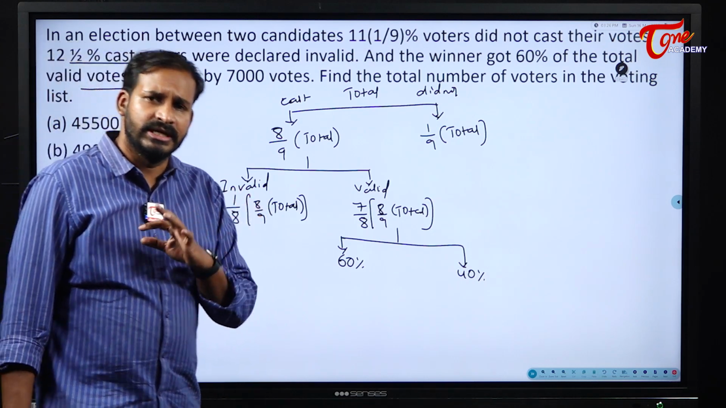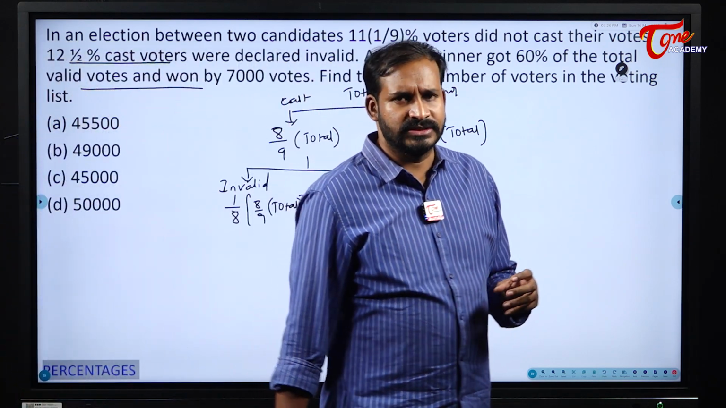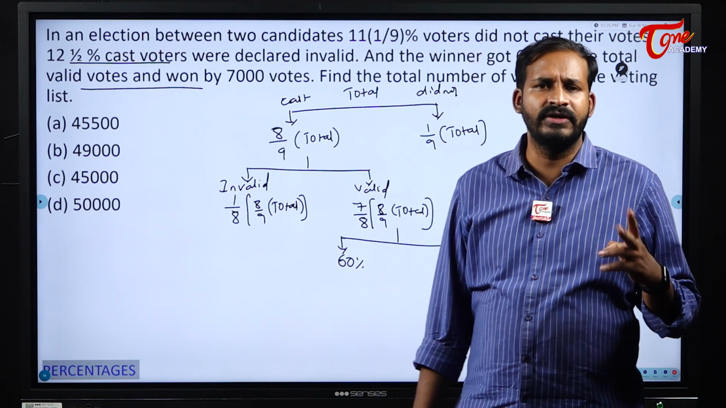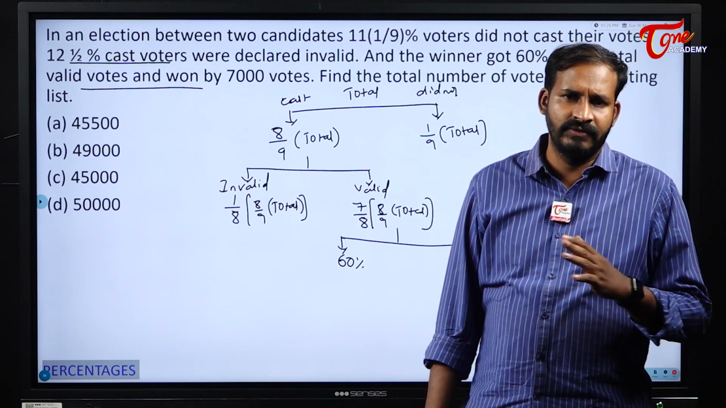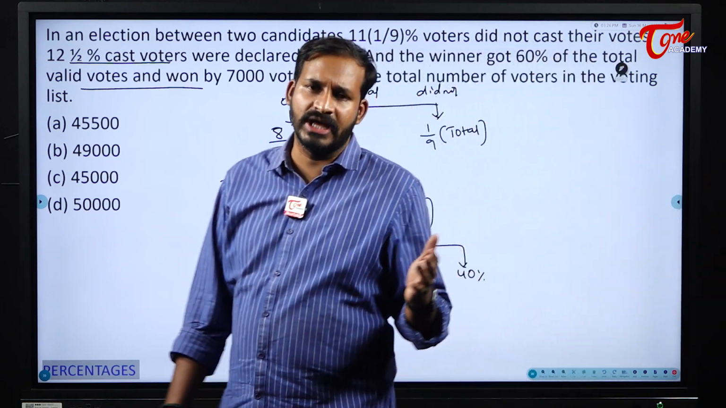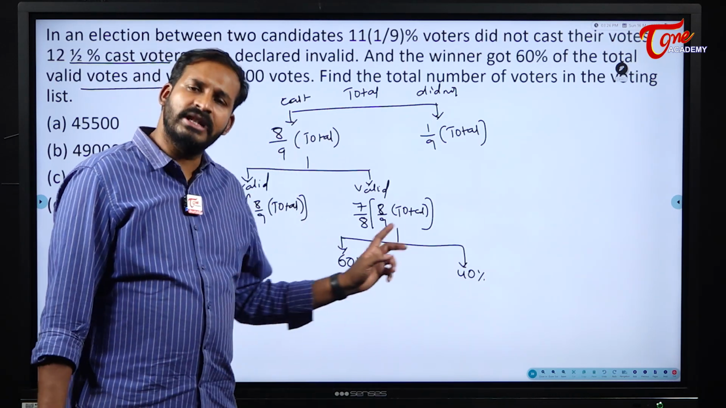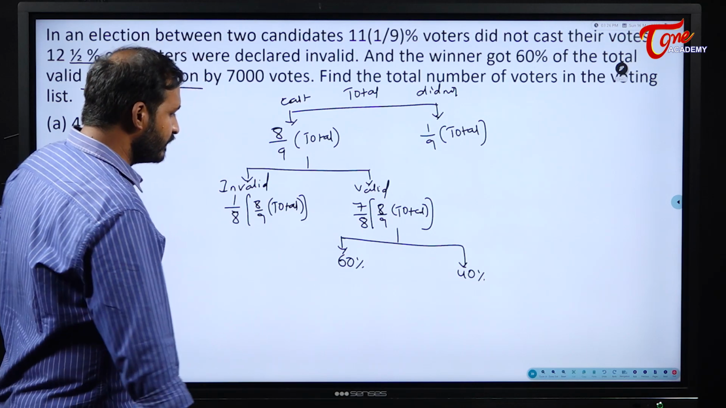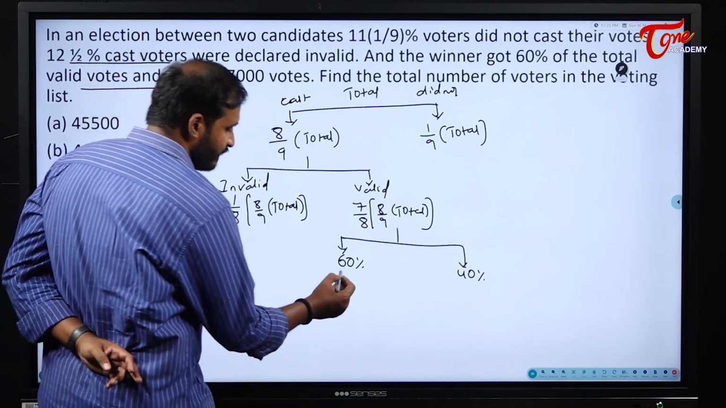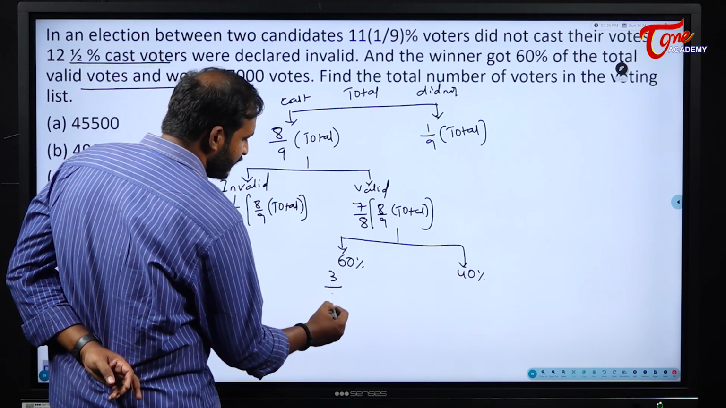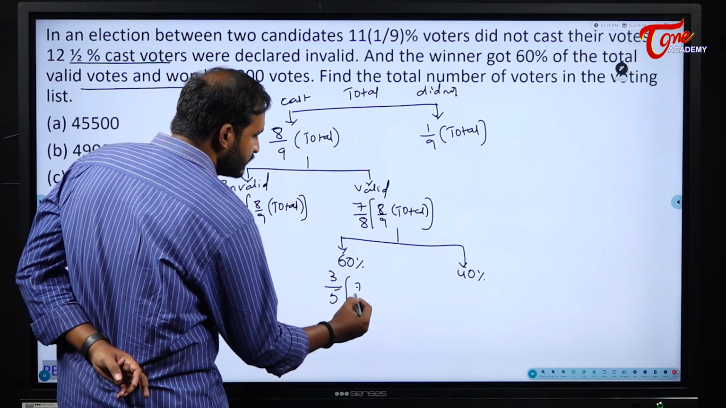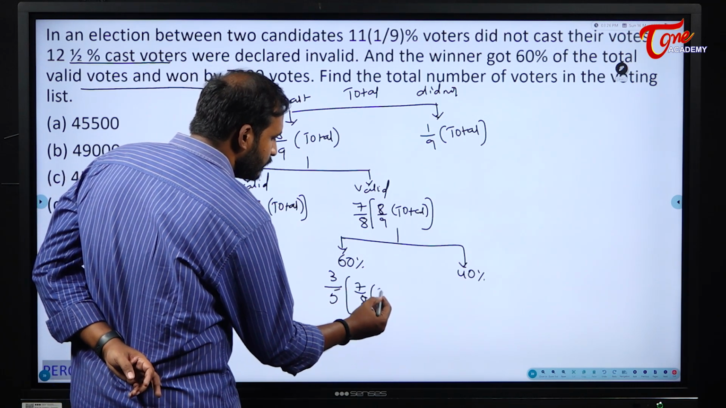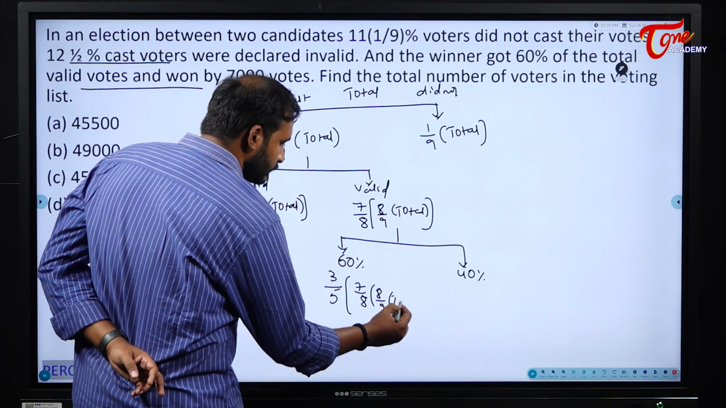See students, in most of our questions, we will see only an election between 2 candidates. We will not go beyond those 2 candidates. So directly one will be the winner, the other will be the loser. That's it. Okay, 60% of the total valid votes. 60% means what? 3 by 5. So that means 3 by 5 of the valid votes, which are 7 by 8 into 8 by 9 of total.